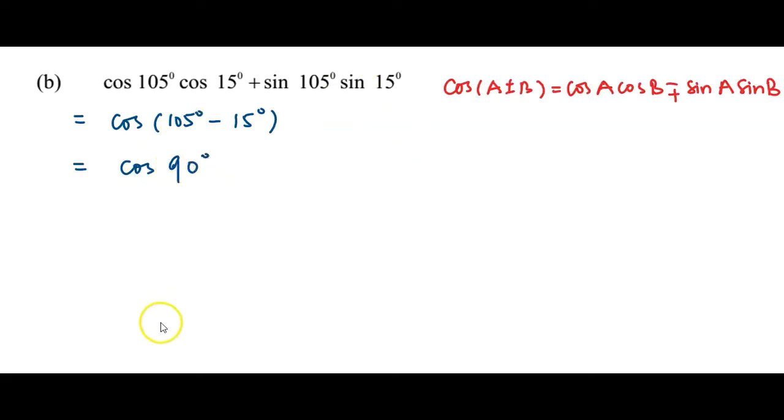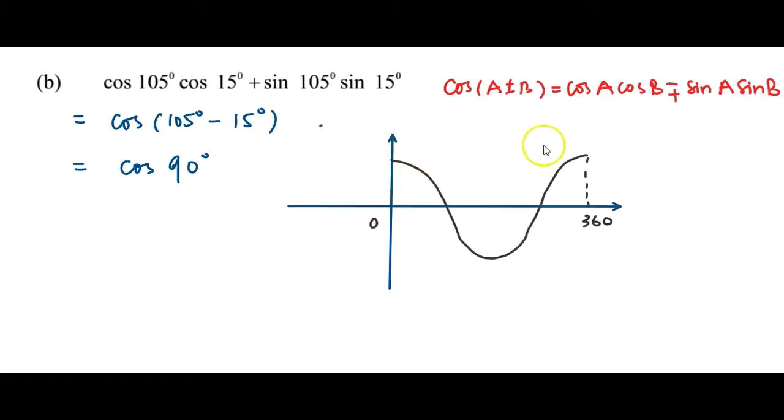For cos 90, we don't have to use a calculator. We can get the value by considering the graph of cosine. Here I try to sketch a graph of y equals cos theta from 0 to 360 degrees. The maximum value for cos is 1 and the minimum is -1. Halfway between 0 and 360 we have 180, and in the middle between 0 and 180 is 90 degrees. You can see that when x equals 90 degrees, y is equal to 0. So cos 90, the answer is 0.